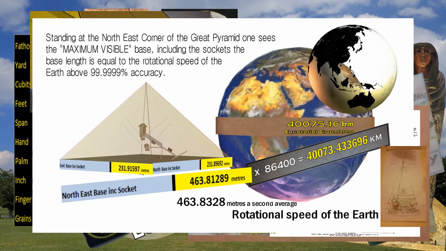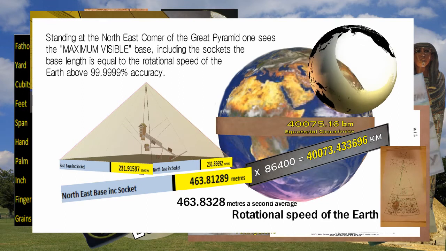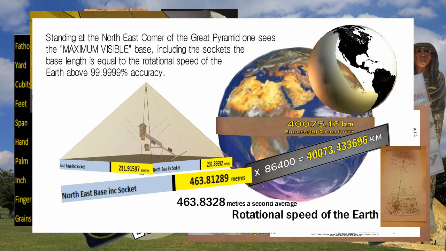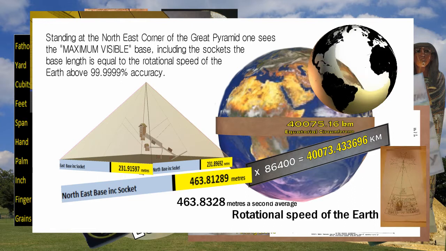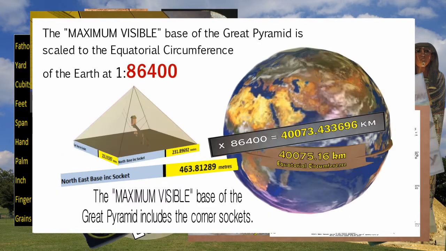Another connection to the 86,400 seconds per day, the meter and the cubit, and it all comes together. Therefore, if we multiply that distance by 86,400, we get the equatorial circumference of the Earth. We get a description of the size of the Earth in regards to the circumference, which is hugely important as well.